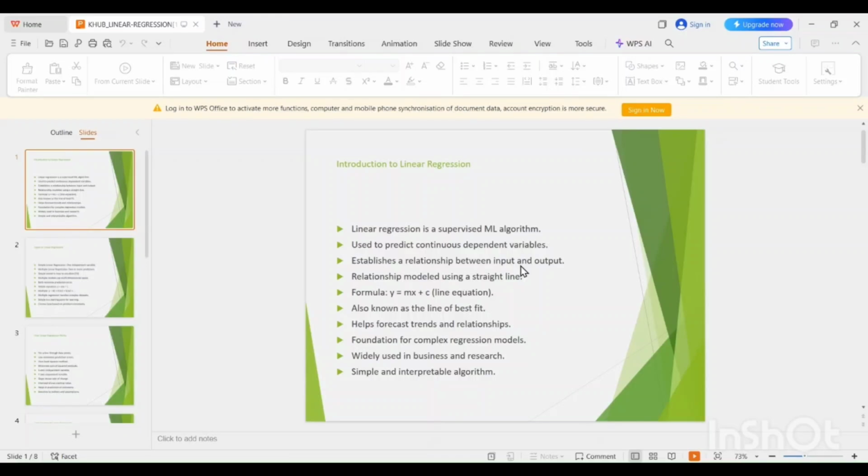Hey everyone, today we are discussing an introduction to linear regression. Linear regression is a supervised learning algorithm used for predicting continuous values. The core idea is to model the relationship between independent and dependent variables with a straight line, where the equation of linear regression is y equals mx plus c, where m is the slope and c is the intercept. This line is called the line of best fit. Linear regression is foundational in data analysis, forecasting, and predictive models.